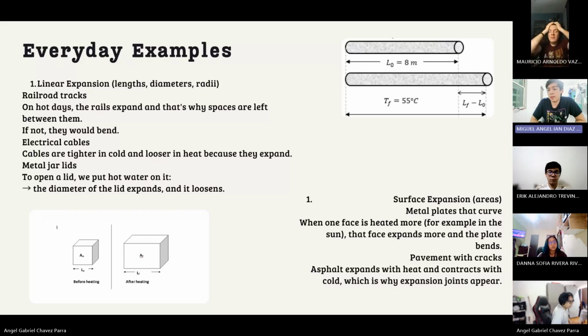Surface expansion, area. Metal plates that curve when one face is heated more, for example, in the sun. That face expands more and the plate bends. Pavement with cracks. Asphalt expands with heat and contracts with cold, which is why it has expansion joints. We can see an example on our left with a tiny little box before heating and after heating.